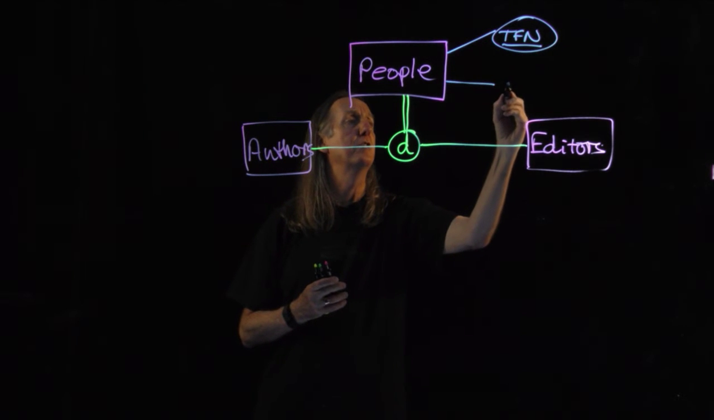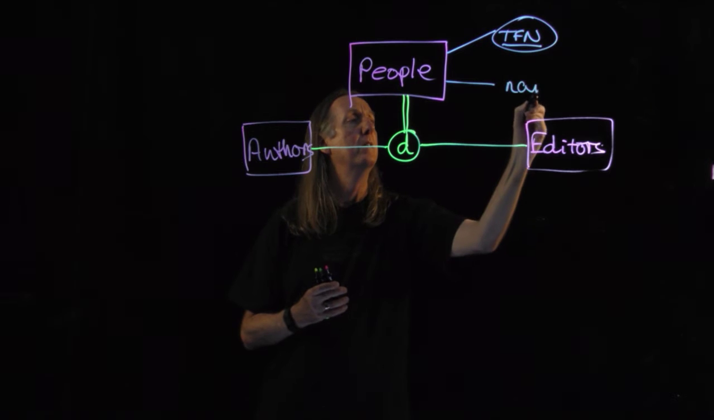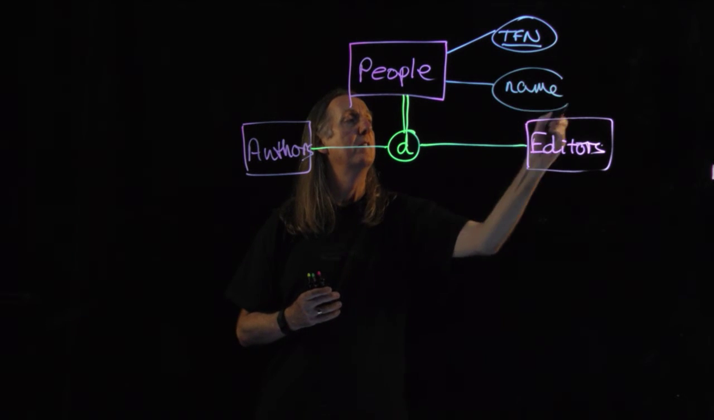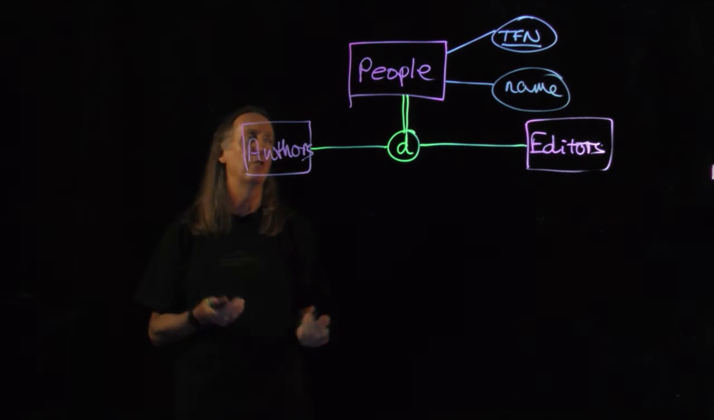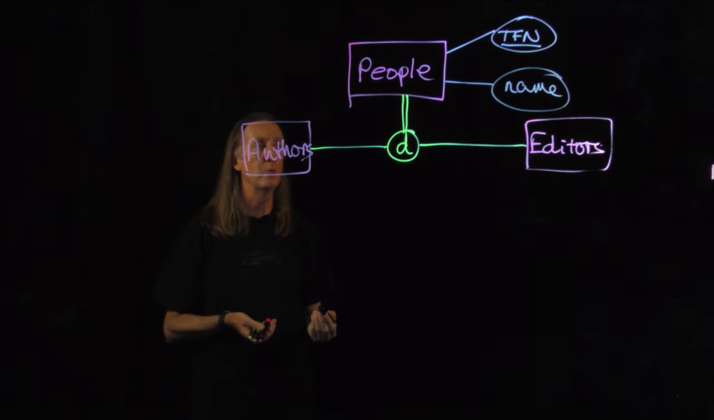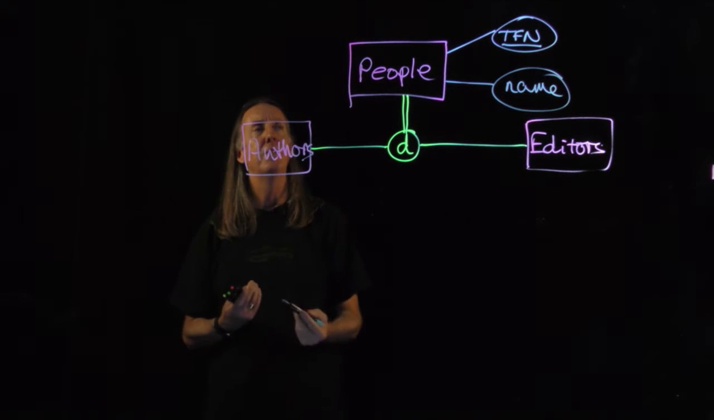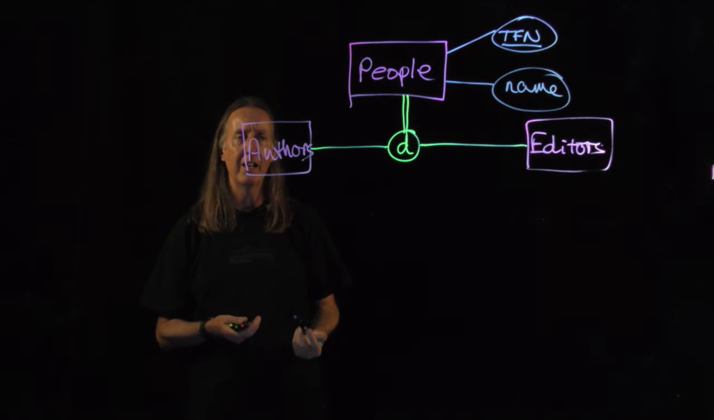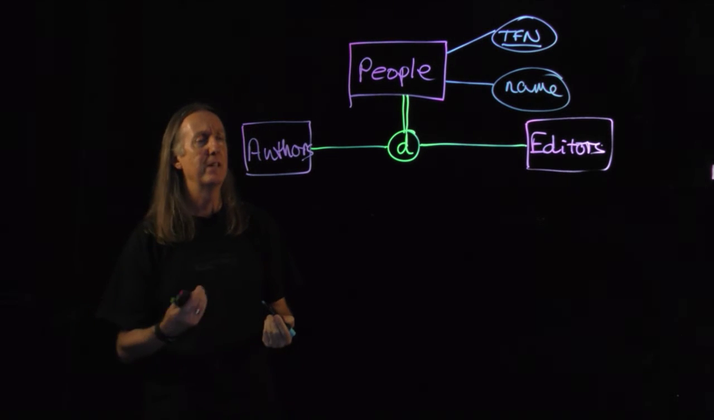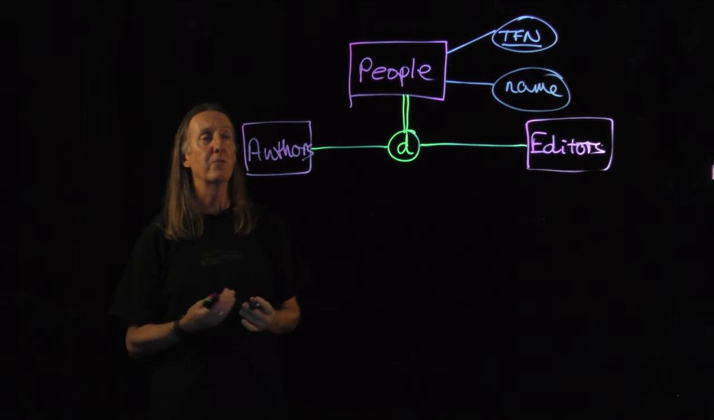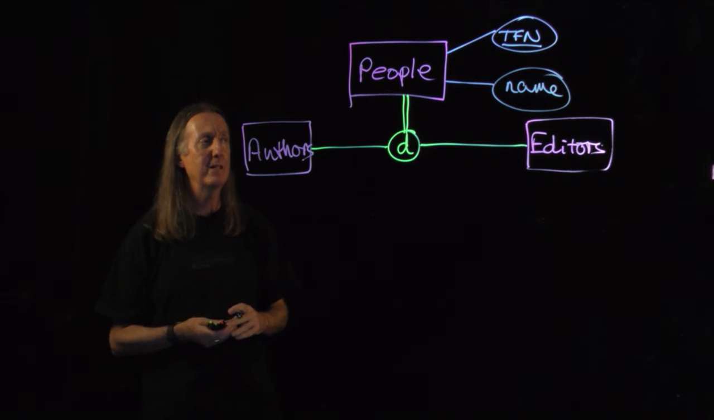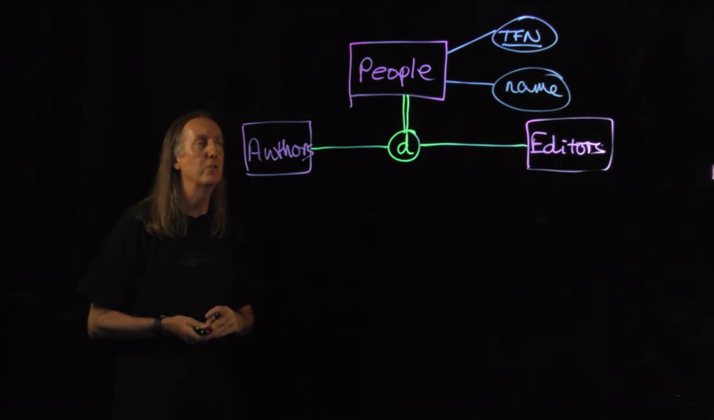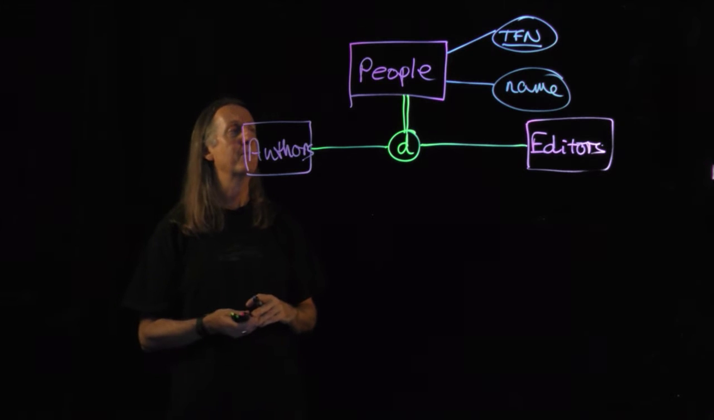What other information are we interested in about people? Well, we're probably interested in their name. And in the context of writing stuff, or in the context of books, authors have a real name, and they often have a name that they use when they're writing books. And in fact, they may have several different so-called pen names that they use while they're authoring.